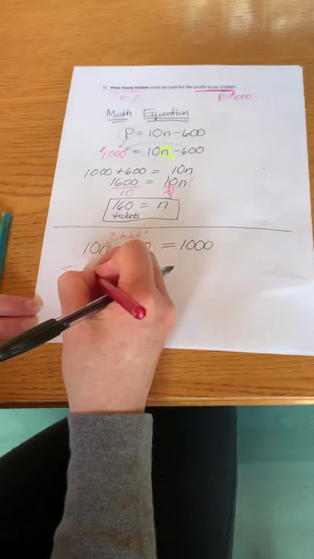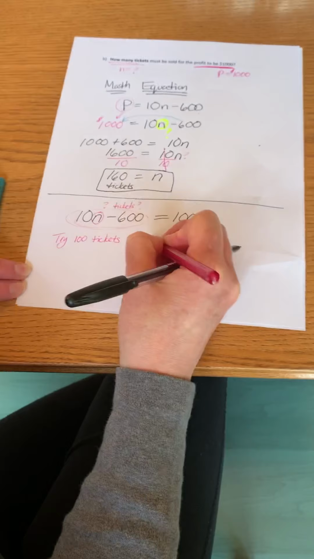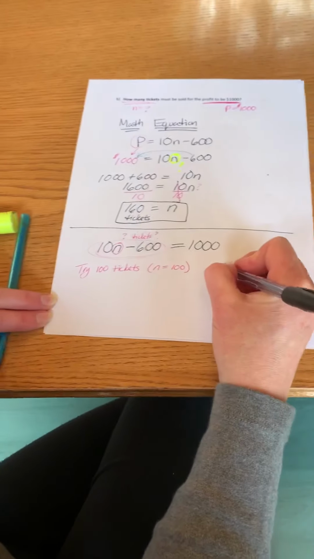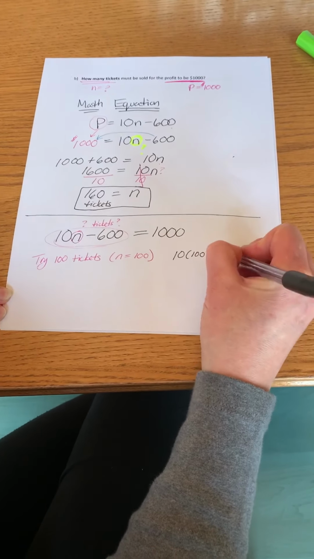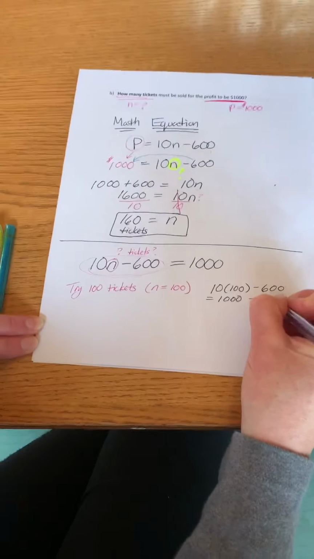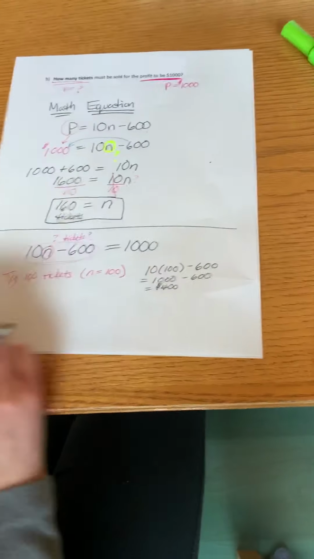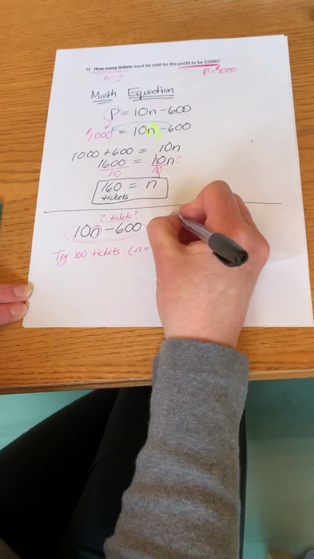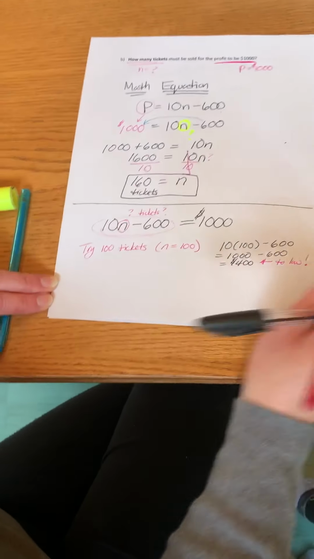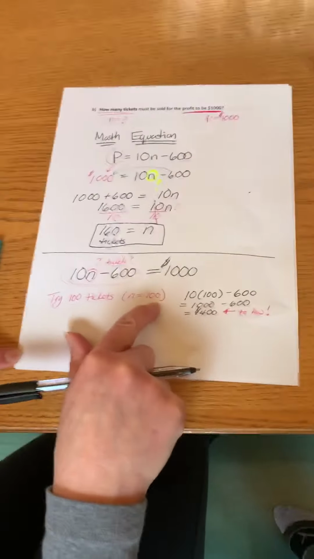So try 100 tickets. That means N would be 100. What happens if N is 100? This would be 10 times 100 minus 600. 10 times 100 is 1,000, minus 600 would give us $400 profit. Does that work? Is that $1,000? Nope, too low. So we have to try another number, a higher number than 100.